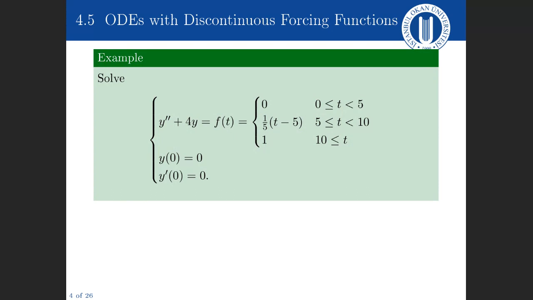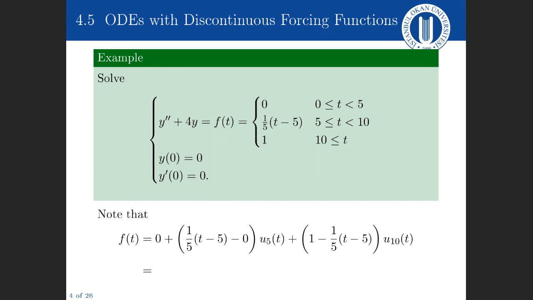For example, let's suppose we're looking at an initial value problem like this, where the input, the forcing function, is not a smooth function. This function is continuous, but it's not a smooth function. How can we solve a problem like this? The answer is we can use the unit step function. Our forcing function f, we can write in terms of the unit step function. The function starts at 0, so the first part of our function is 0. There's a change at 5, so it's going to be something u5, and then there's another change at 10, so it's going to be something u10.